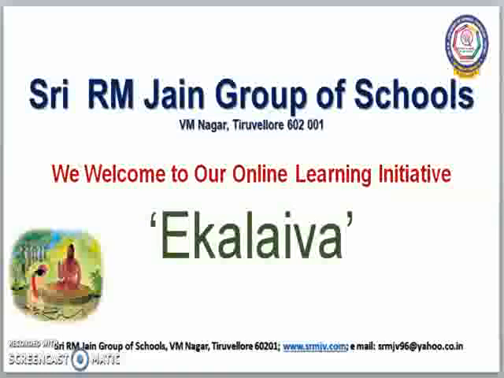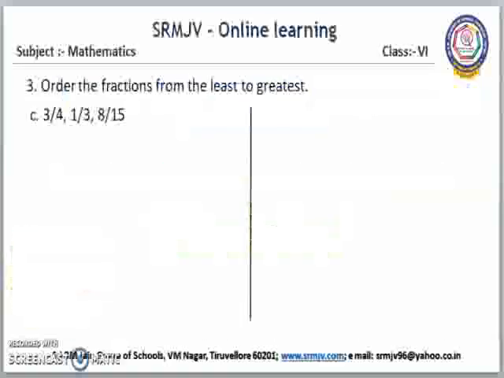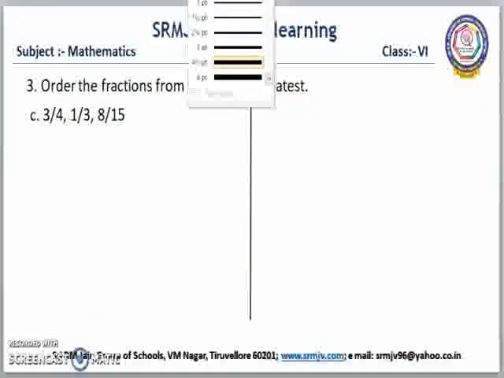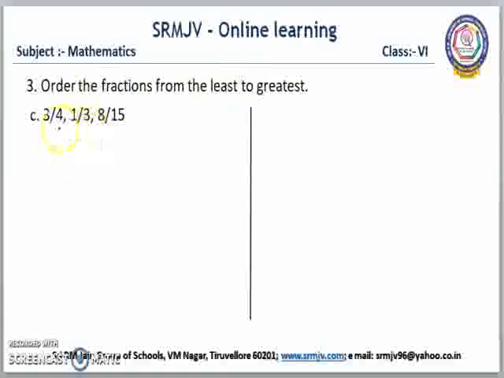Yesterday you learned to compare like fractions and unlike fractions. Today you are going to learn to arrange the fractions in ascending order, that is, least to greatest. The given fractions are 3 by 4, 1 by 3, 8 by 15. By seeing the denominators, we can say that these fractions are unlike fractions. Before comparing these unlike fractions, we have to change them into like fractions.